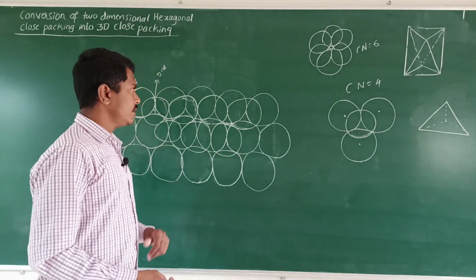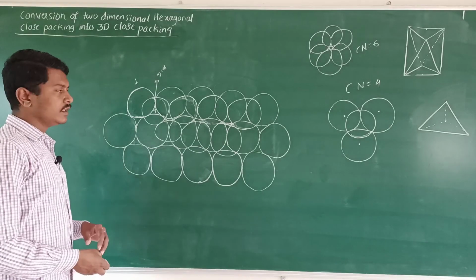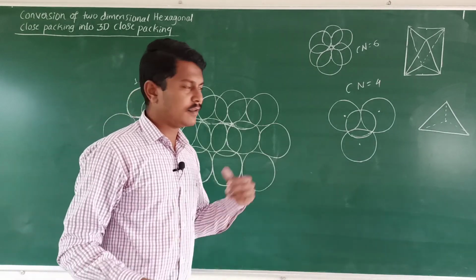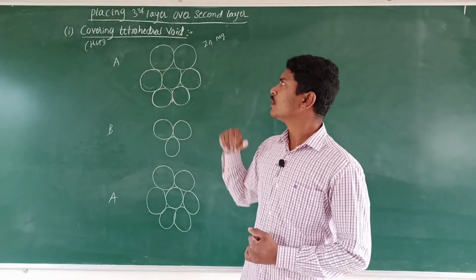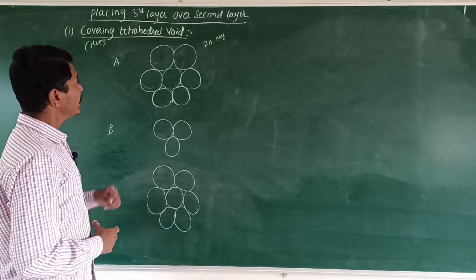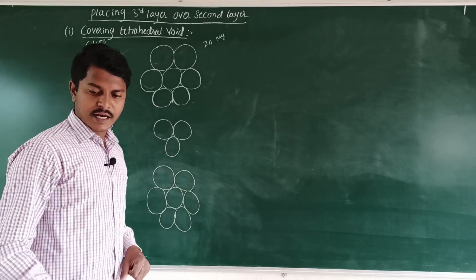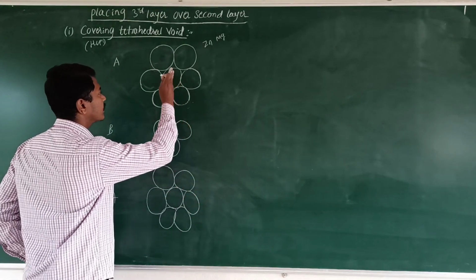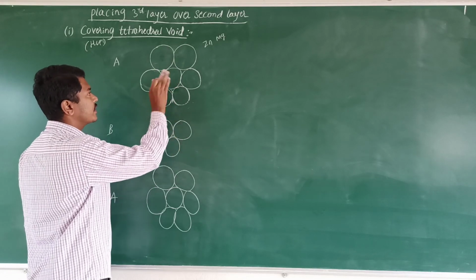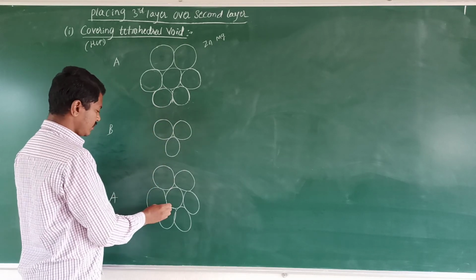In the same manner, in the conversion of hexagonal close packing in 3 dimensions, we are adding another layer on this. How does it look? Placing the third layer. In this arrangement, the tetrahedral void is covered by the third layer. Whatever tetrahedral void is formed, this is the first layer, this is the second layer. This second layer makes the tetrahedral void, and this tetrahedral void is covered by the third layer, that is A.